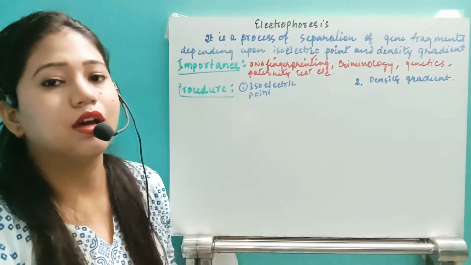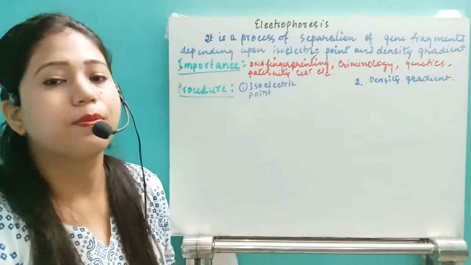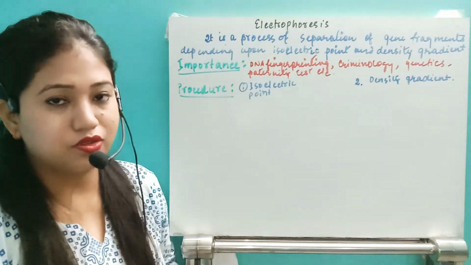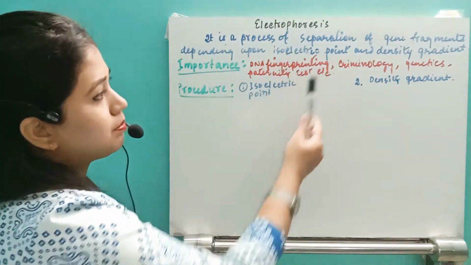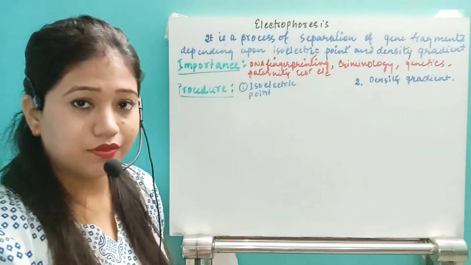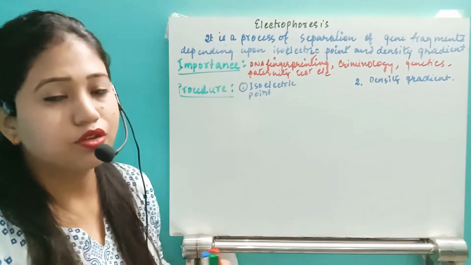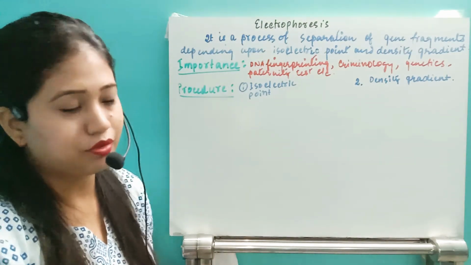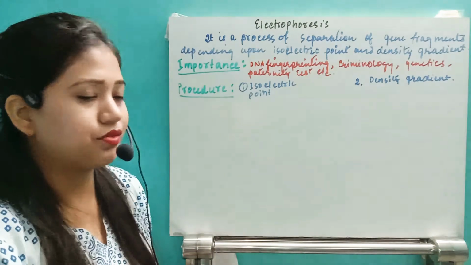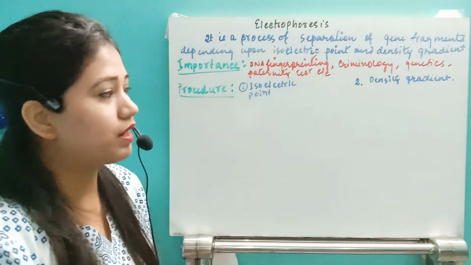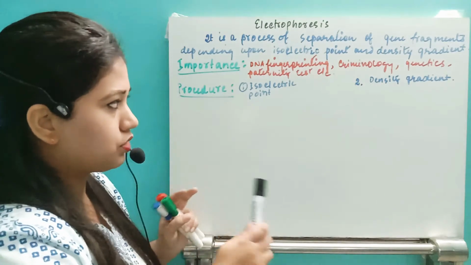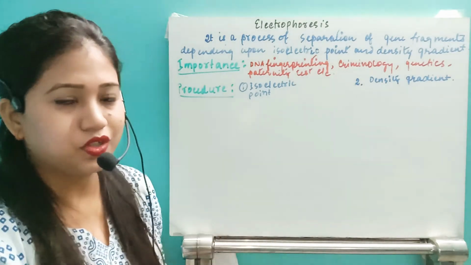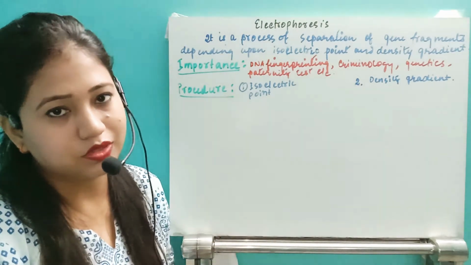After that, see the process of electrophoresis. First of all, we should know the definition. What is the process of electrophoresis? It's a process of separation of the DNA fragments or the gene fragments depending upon two completely separate processes. One is the isoelectric point and the other one is the density gradient. So on these two-dimensional processes, we separate out the gene fragments.